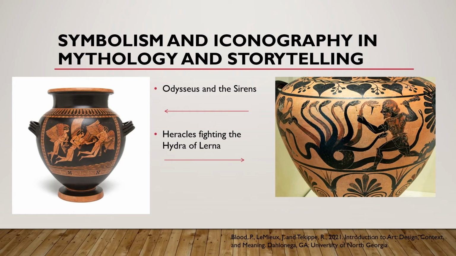Early cultures used symbols to tell stories of their history before they had a written record. Symbols were used to represent certain aspects of certain things. The myths of Greece and Rome had commonly understood meanings for people of that culture.